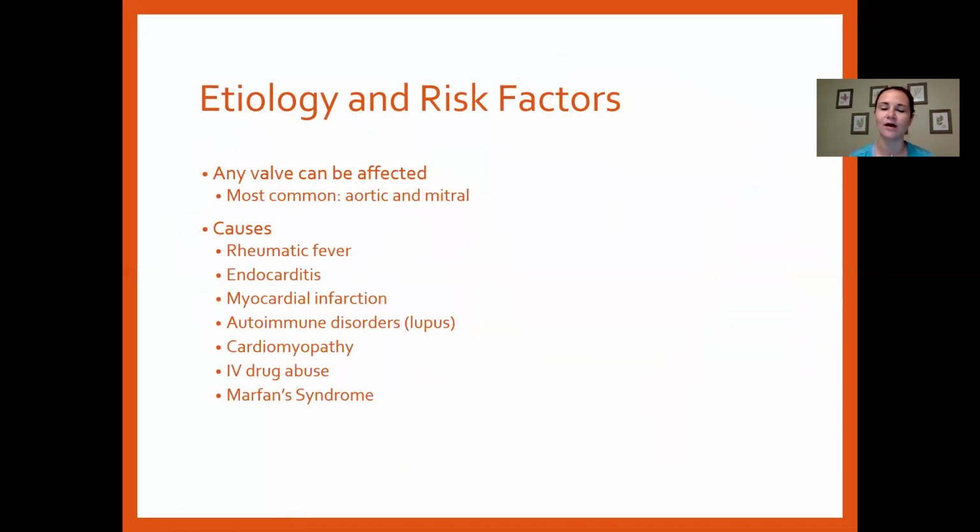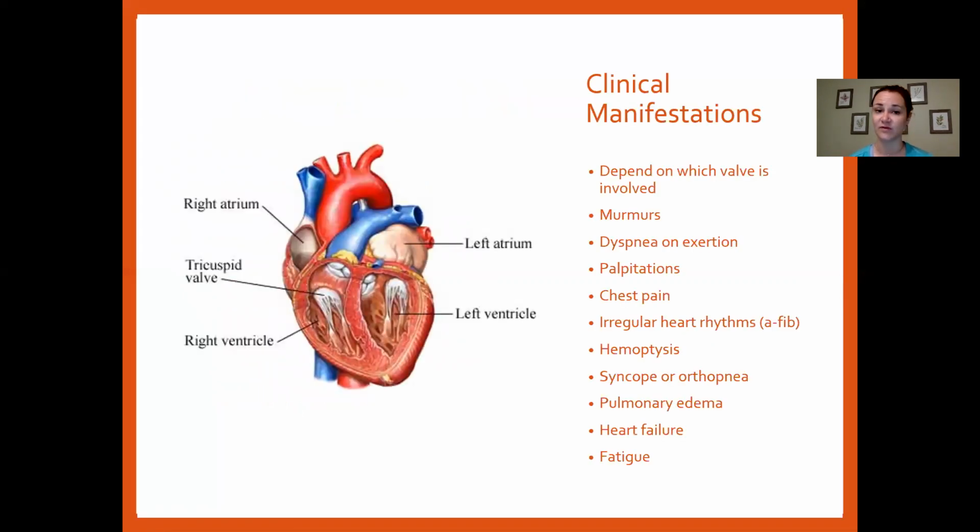Causes and risk factors for valve issues. Any valve can be affected, but the most common is the aortic and mitral. Those are your left side valves just because they are the higher pressure chambers of the heart and they work the hardest. And then causes can be rheumatic fever, endocarditis, from the vegetative lesions that develop because of the inflammatory process, myocardial infarction, autoimmune disorders like lupus, and other connective tissue diseases like Marfan syndrome, cardiomyopathy, and IV drug abuse. Signs and symptoms are going to be completely dependent on which valve is involved.